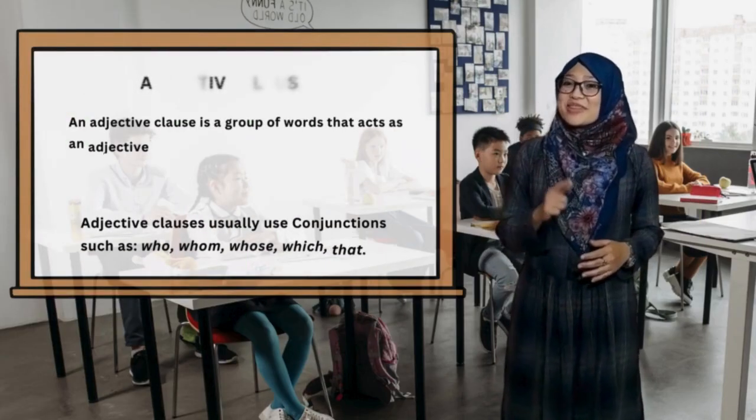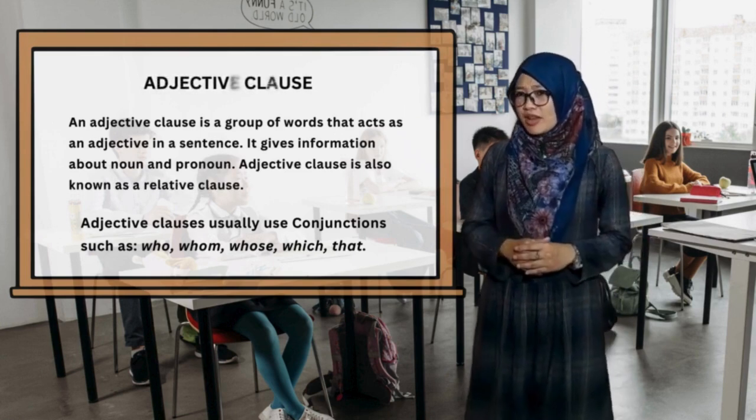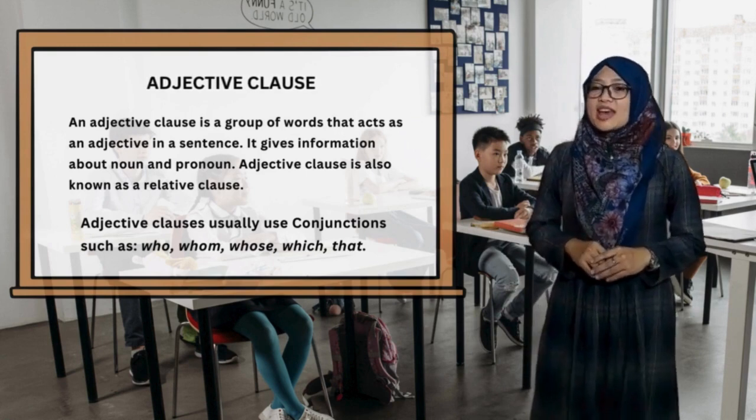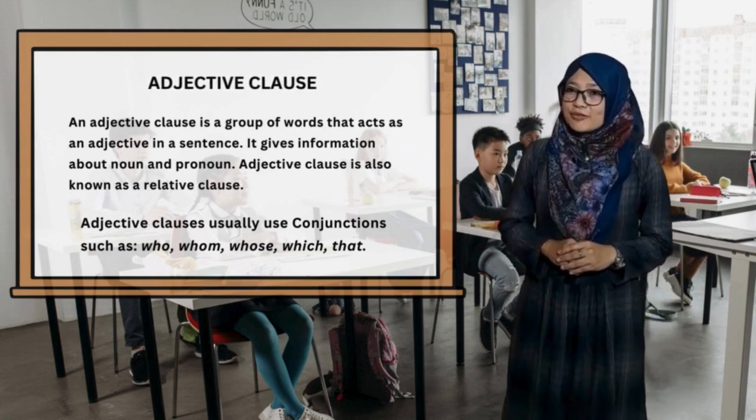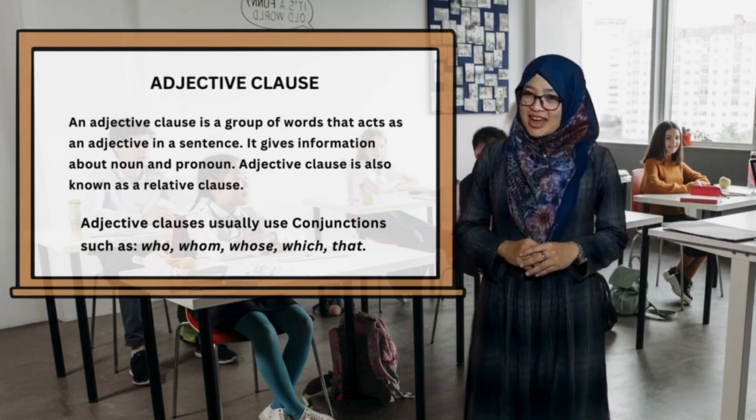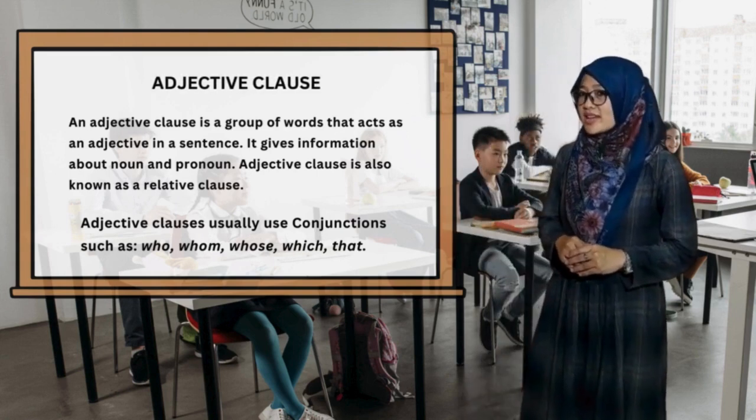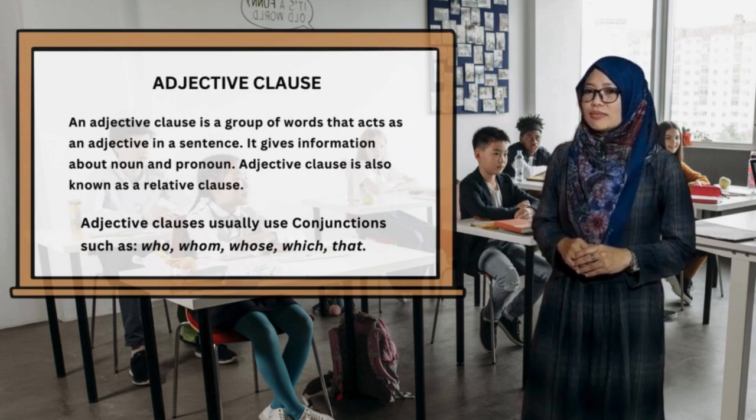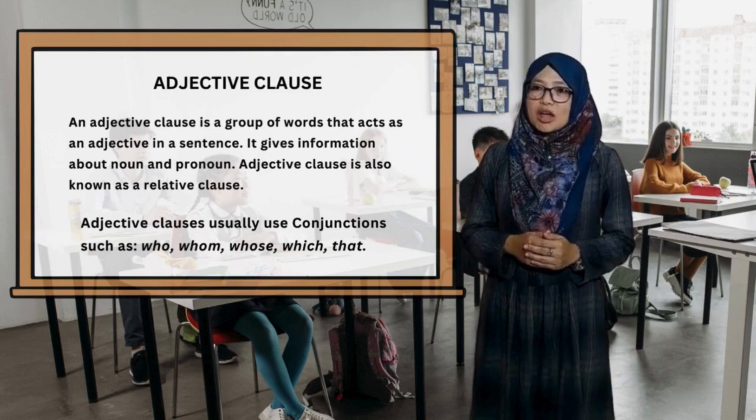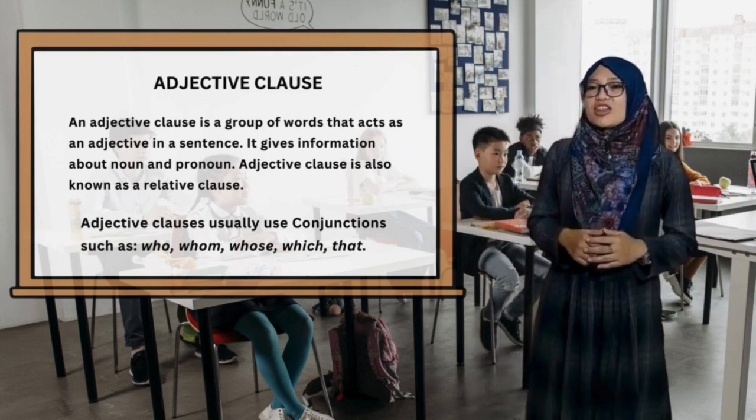Everybody, now let's talk about adjective clause. What is adjective clause? An adjective clause is a group of words that acts as an adjective in a sentence. It gives information about noun and pronoun. Adjective clause is also known as a relative clause. Adjective clause usually uses conjunctions such as who, whom, whose, which, and that.